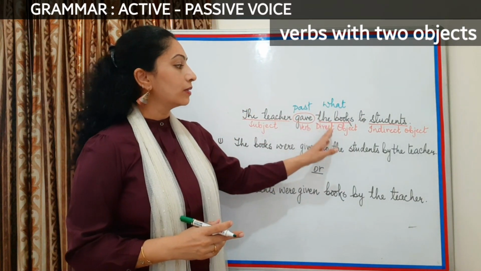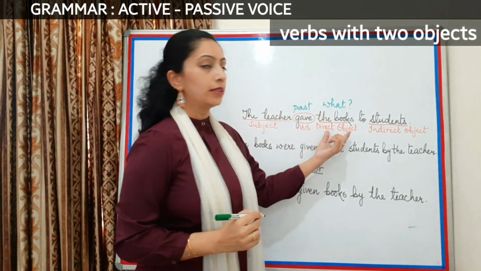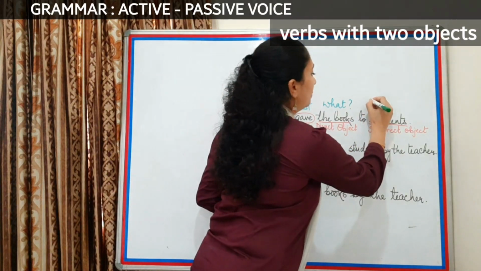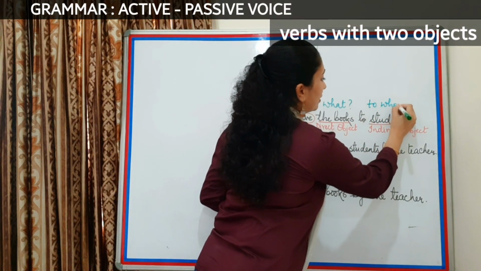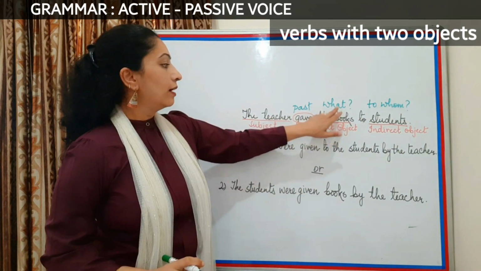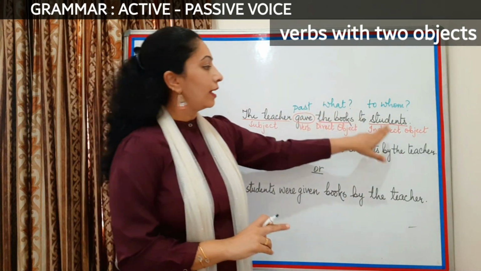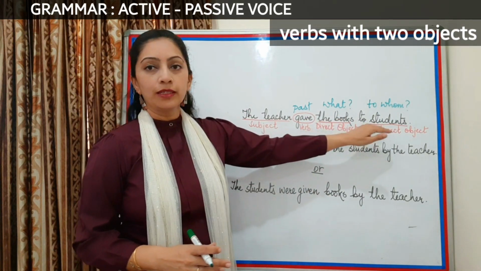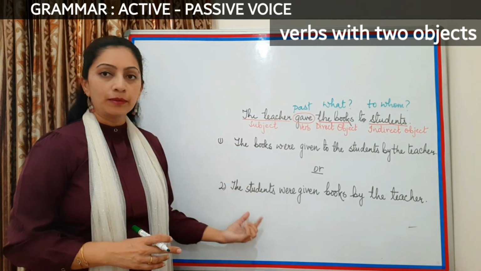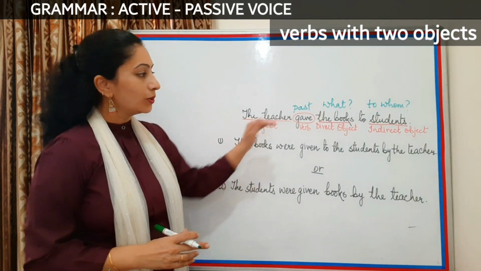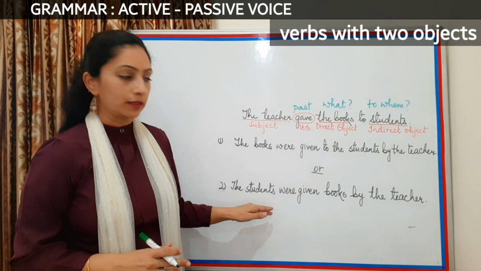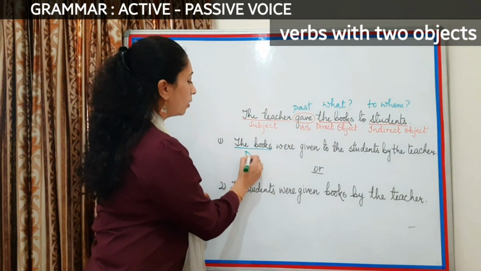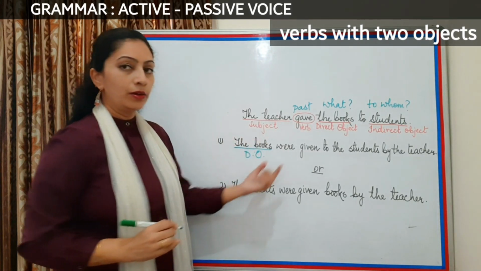So whatever answers the question what will become the direct object, and whatever answers the question to whom will become the indirect object. Therefore, here we have books as the direct object and students as the indirect object. Now both these objects can come at the place of subject in passive voice. So this one sentence can be changed in two ways. First is the books. Now if you look here, the direct object has come first, were given.